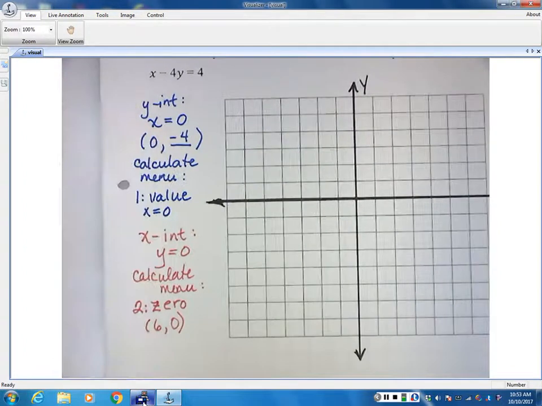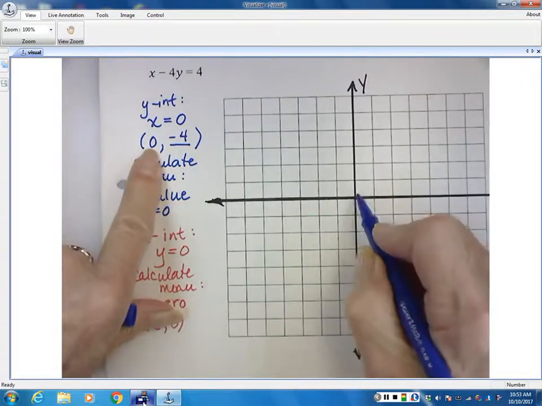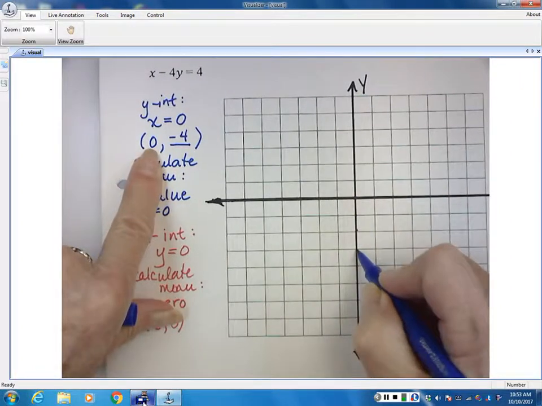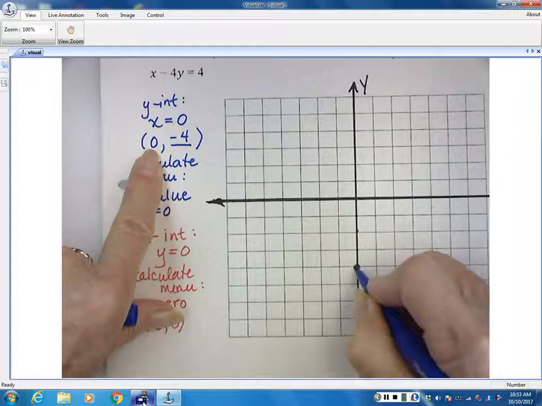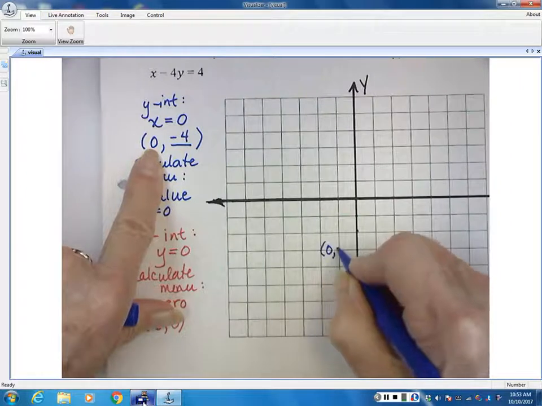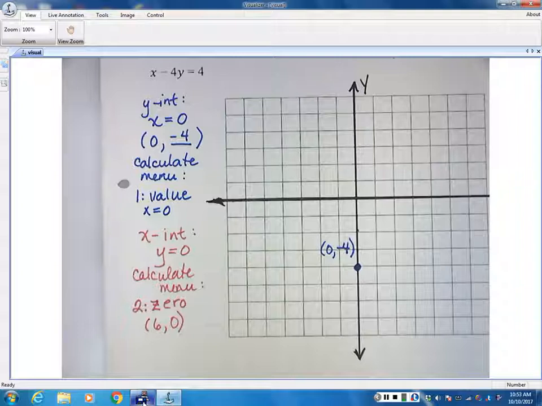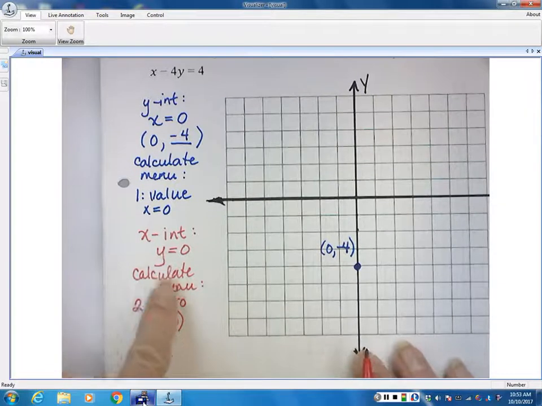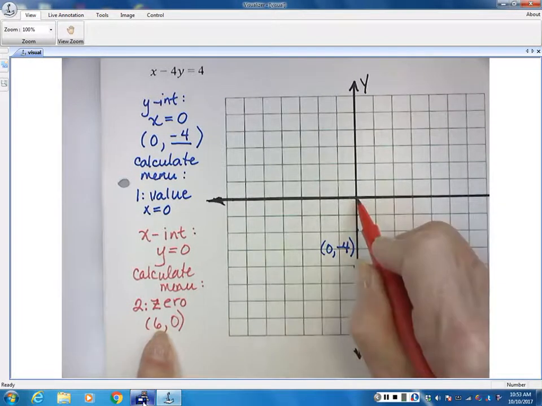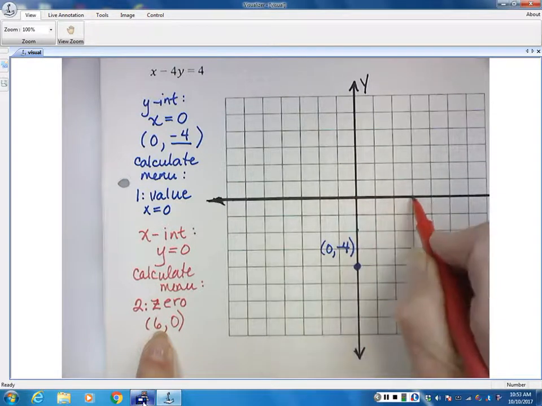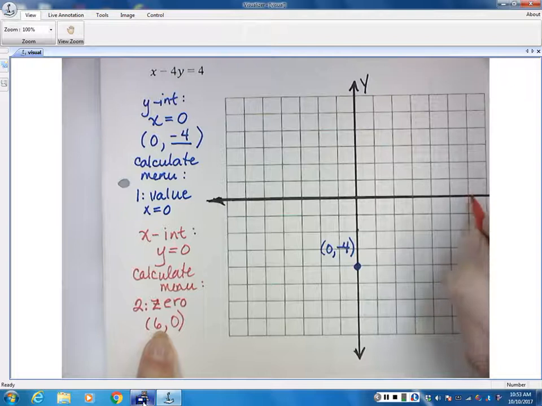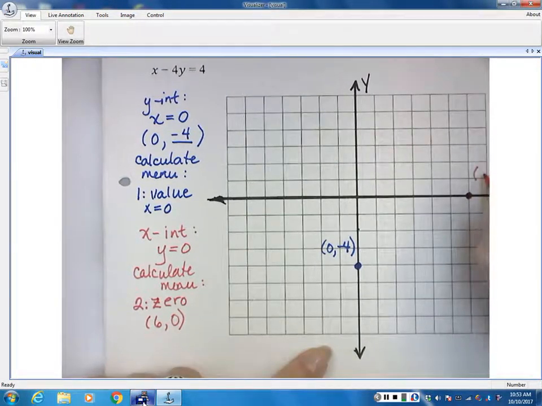And then I'm going to plot those 2 points. So the first one I plot is 0, then down 1, 2, 3, 4. So that's 0, negative 4. And then I'm going to start at the origin, 0, and go right 6. 1, 2, 3, 4, 5, 6. And that's 6, 0.